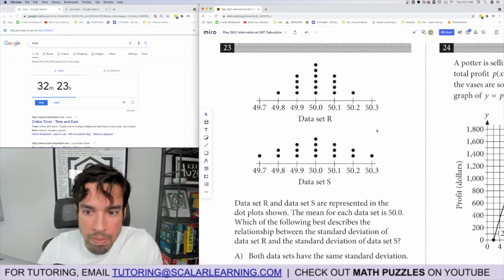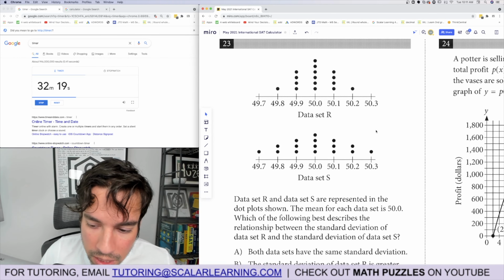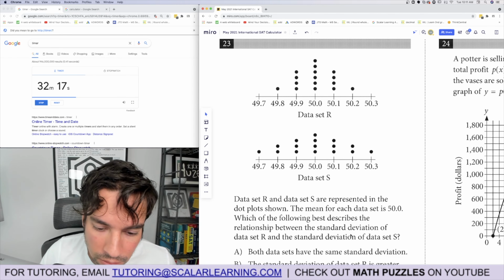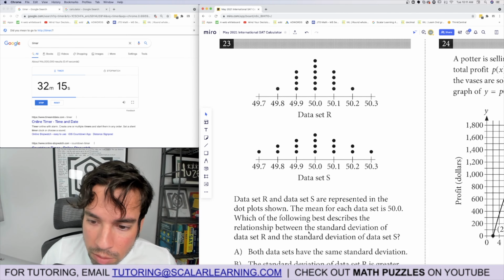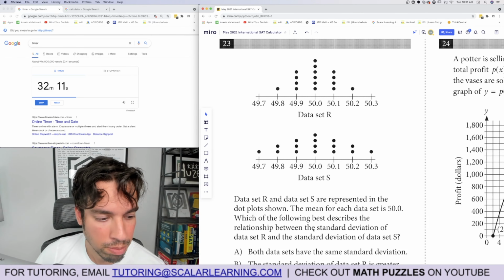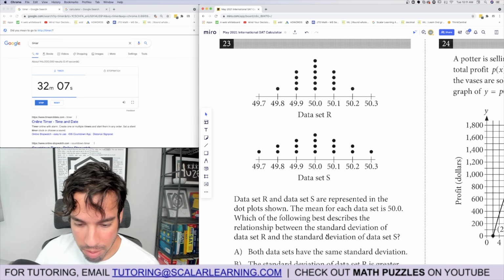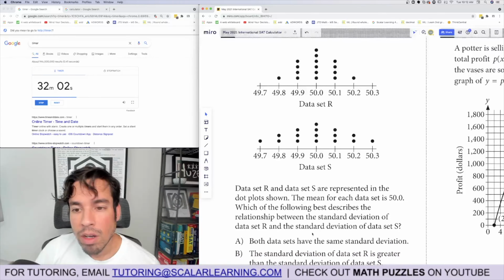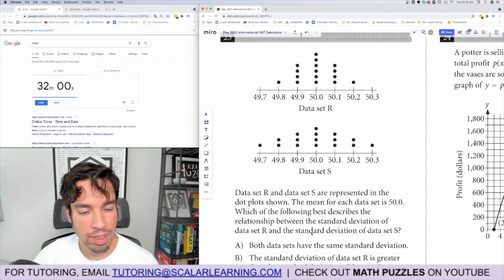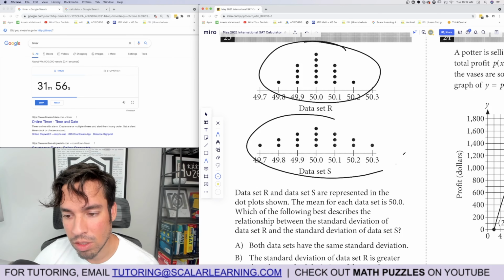23. All right. Dataset R and dataset S are represented in the dot plots shown. The mean for each dataset is 50. Sorry, they're both symmetric. Which of the following best describes the relationship between the standard deviations? Oh, got it. So look, I've told you guys this before. You don't have to calculate standard deviation. You just have to understand it as the spread of these two.